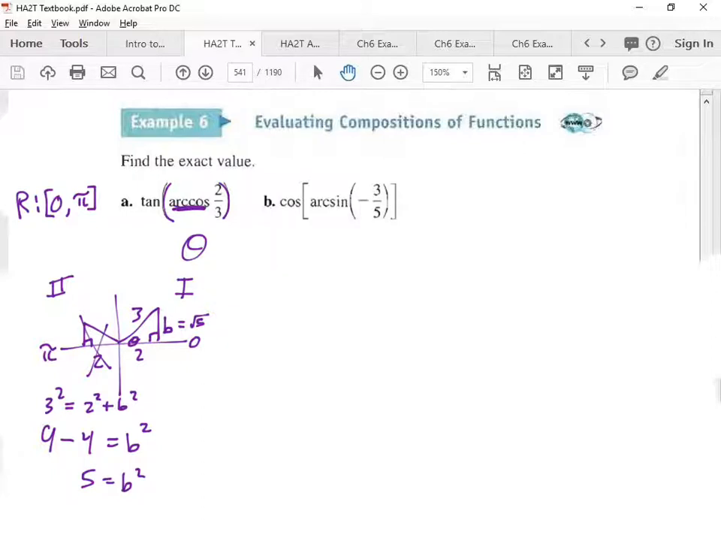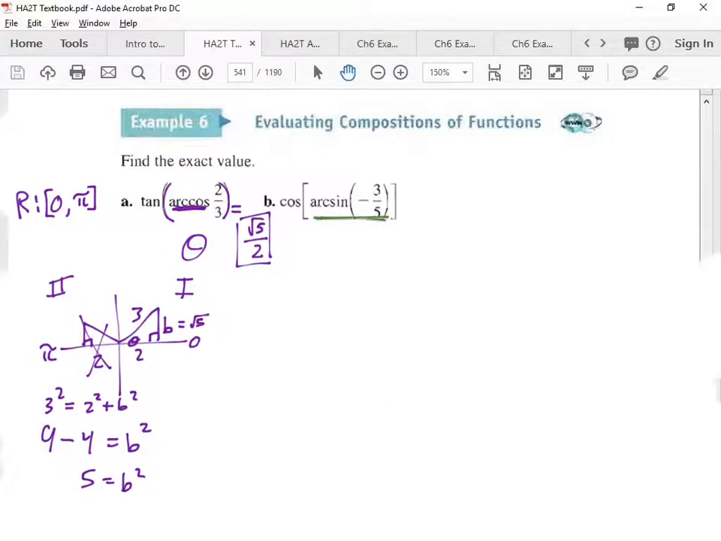Can we find tangent of this triangle? Heck yeah. This equals opposite over adjacent. On to the next one.